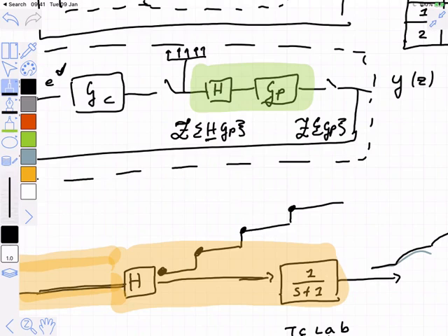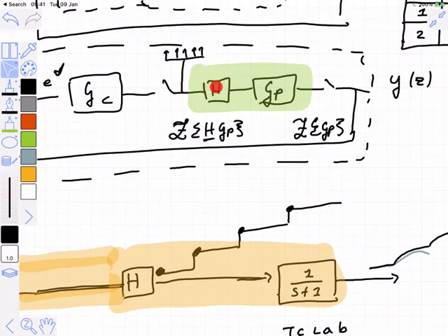So in practice, it's kind of a mistake not to have a hold element between a controller like this and a continuous system. Effectively, everywhere where there is a continuous system that wants to interface with a discrete system, there has to be a sampler.